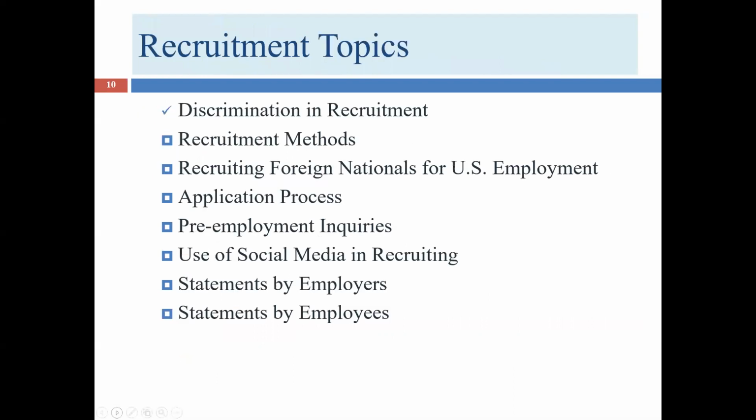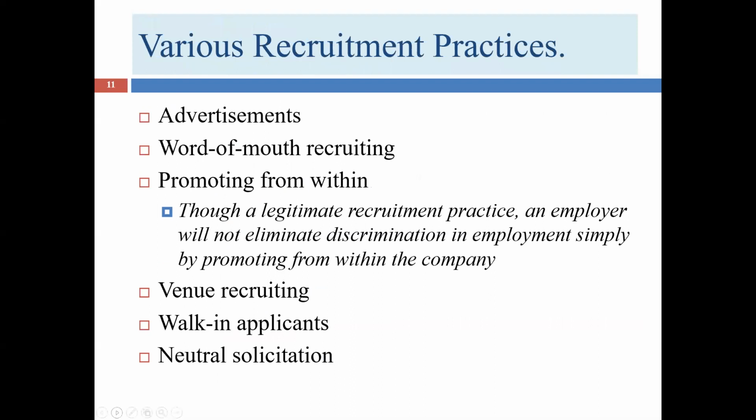So let's talk about recruitment methods. Of course, we talked about advertising, word of mouth. Let's also talk about promoting from within. This is an interesting topic. It has non-law implications that I want to talk about for just a moment.